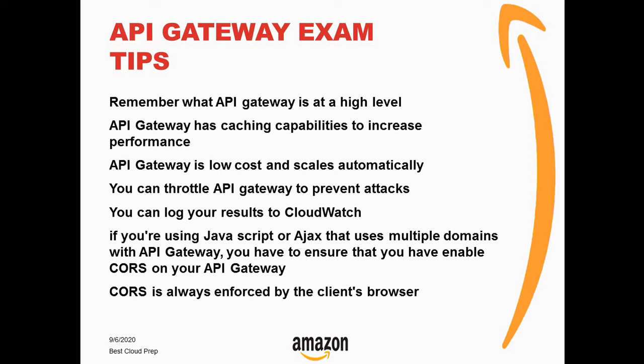And then, if you're using JavaScript or Ajax that uses multiple domains with API Gateway, you have to ensure that you have enabled CORS on your API Gateway. This is very important. Make sure you have enabled CORS. CORS is cross-origin resource sharing. And remember that CORS is always enforced by the client's browser. So remember this.